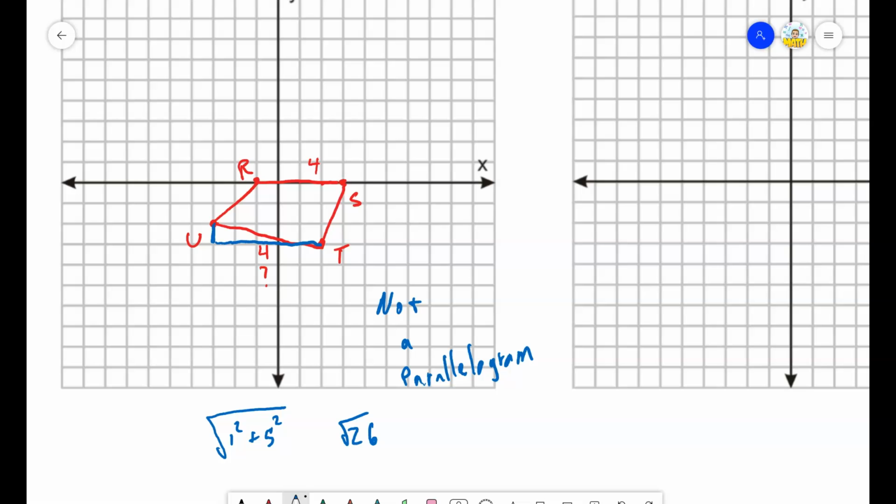But I would do the same thing. I'd use the distance formula here, and this would be the square root of 2 squared plus 2 squared. Over here, this would be the square root of 1 squared plus 3 squared. But we don't have a parallelogram, so we can move on from that one.